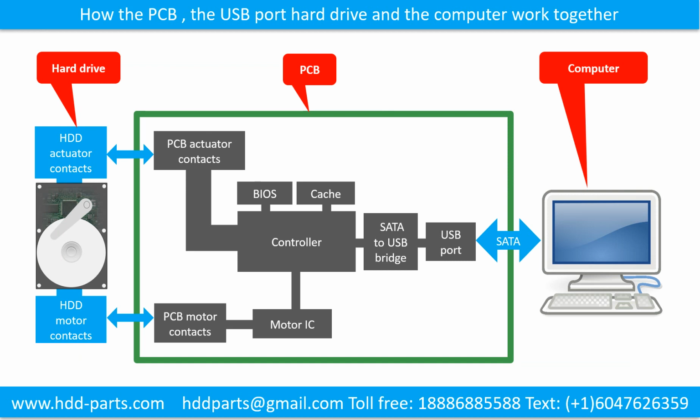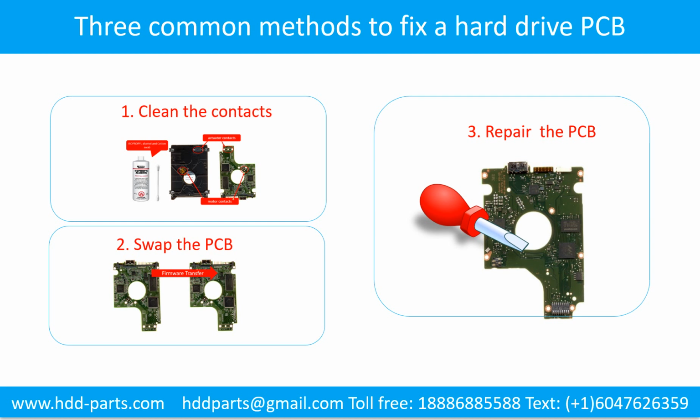How the printed circuit board, the hard drive, and the computer work together. This schematic diagram shows how the printed circuit board, the hard drive, and the computer work together. Three common methods to fix a hard drive printed circuit board: 1. Clean the contacts. 2. Swap the printed circuit board. 3. Repair the printed circuit board.